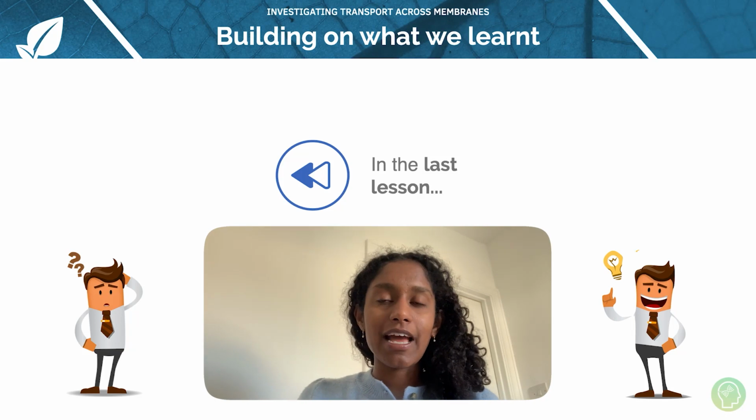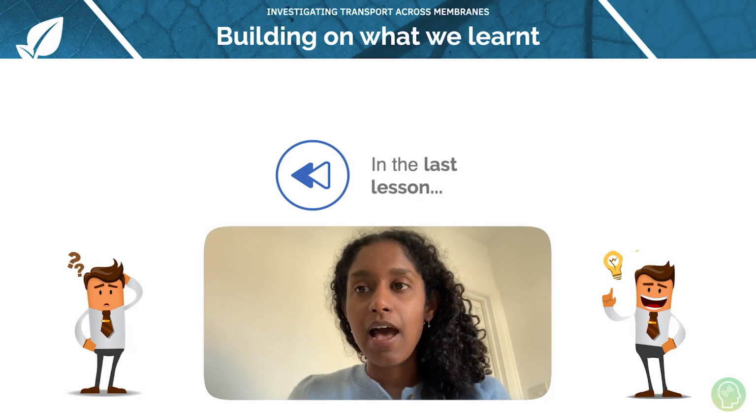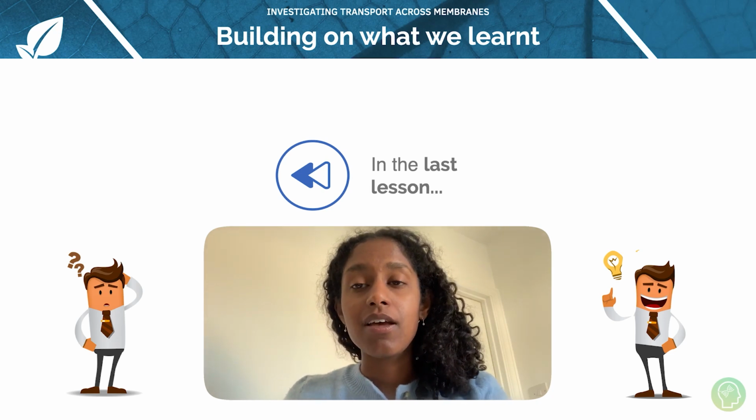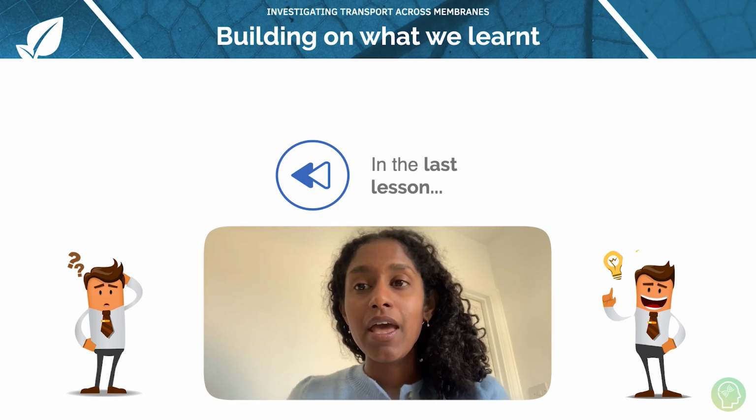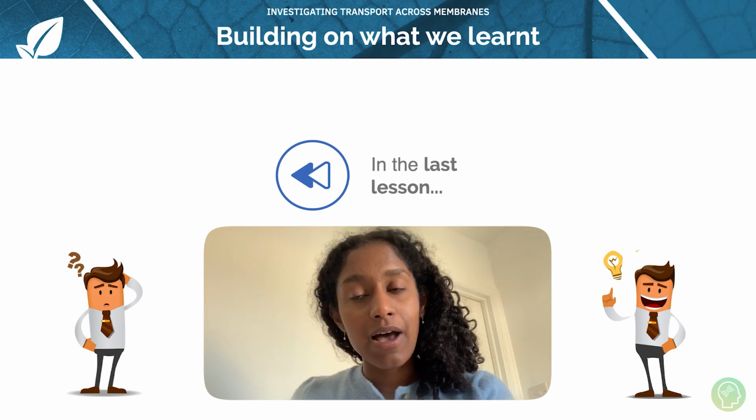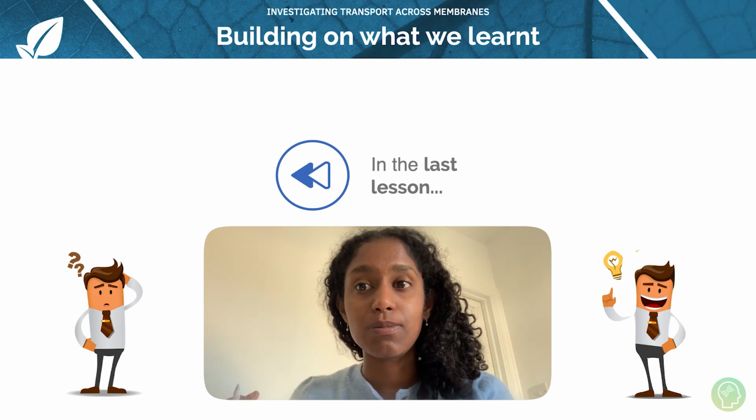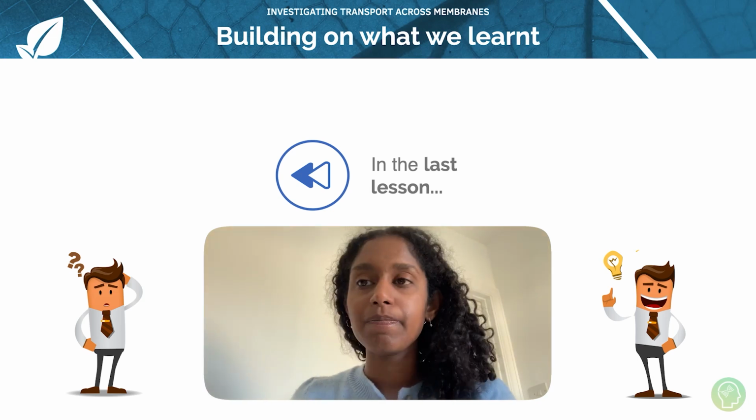So just to recap what we covered in the last lesson, we learned about osmosis and how it is the net movement of water molecules through a semi-permeable membrane from a region of high water potential to a region of low water potential. And we also looked at water potential in more detail, in particular solute and pressure potential, and what it means for solutions to be isotonic, hypertonic and hypotonic.